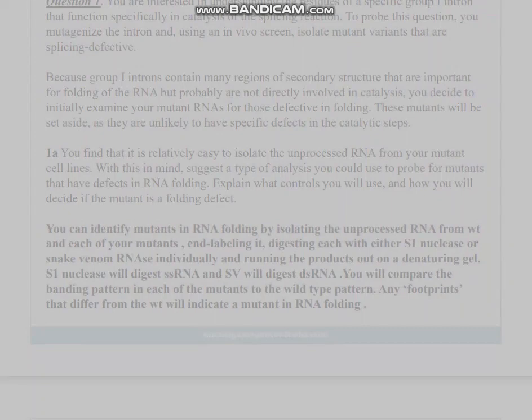Question 1. You are interested in understanding the residues of a specific group I intron that function specifically in catalysis of the splicing reaction. To probe this question, you mutagenize the intron and, using an in vivo screen, isolate mutant variants that are splicing defective. Because group I introns contain many regions of secondary structure that are important for folding of the RNA, but probably are not directly involved in catalysis, you decide to initially examine your mutant RNAs for those defective in folding. These mutants will be set aside, as they are unlikely to have specific defects in the catalytic steps.